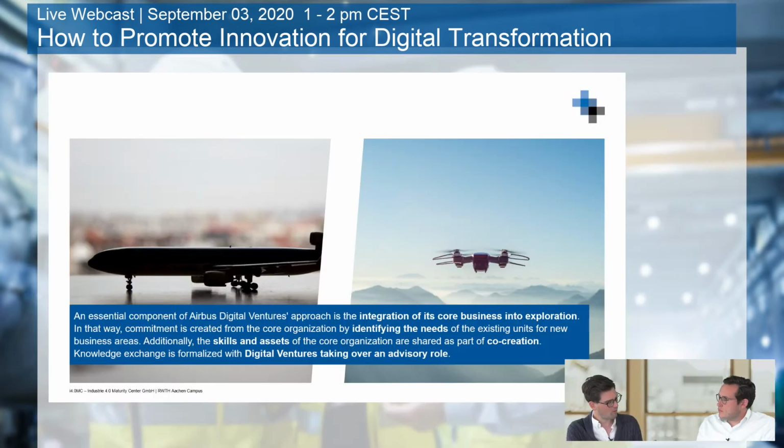So, for example, Airbus, they have a digital unit called Airbus Digital Ventures, and they really systematically develop and market digital business models, and really use the core organization of Airbus to get resources, finance, data, people, domain knowledge, and so on. And so they combine really the best of both worlds here. And this integration of the core business with the exploration is really, I would say, very, very important.